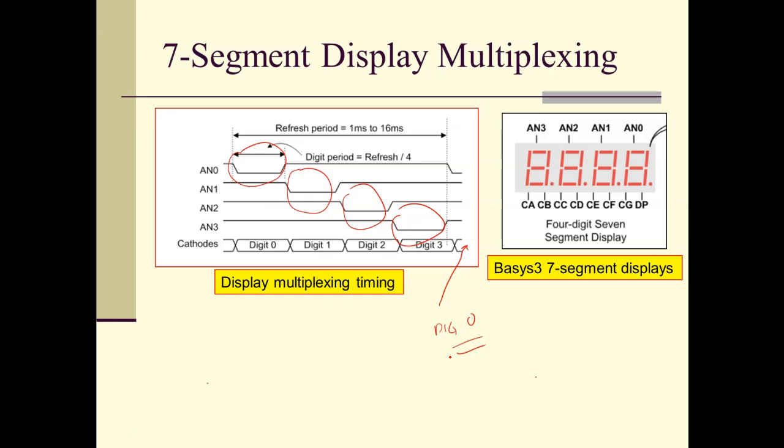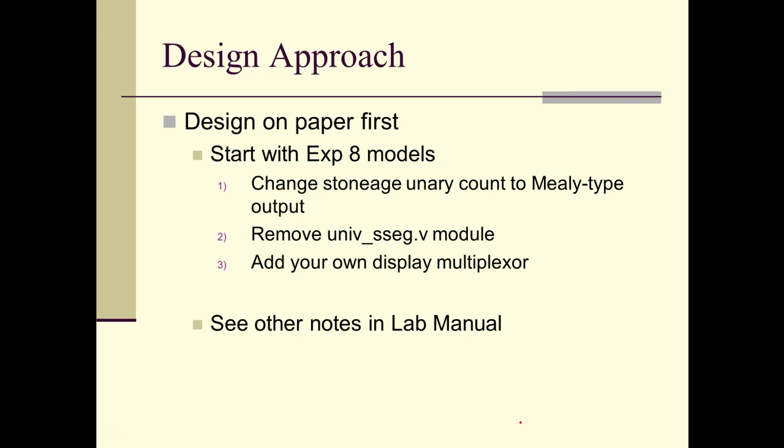And so these are, once again, the 4 digits sitting there. You're turning one on, then the next, and the next, and the next. For this experiment, you're only using 2 digits, so it really simplifies the design of the display multiplexer. So once again, probably a good start on a piece of paper with this experiment. By all means, don't do it from scratch.